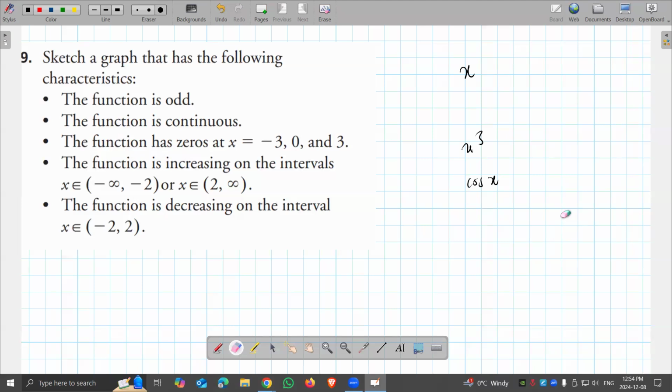Third, the function has zeros at x equals minus 3, 0, and plus 3. So it has 3 zeros. Can y equals x have 3 zeros? No. So it's between these two.